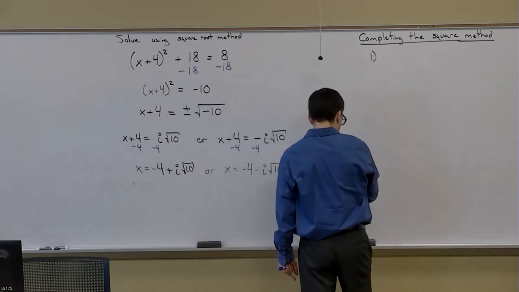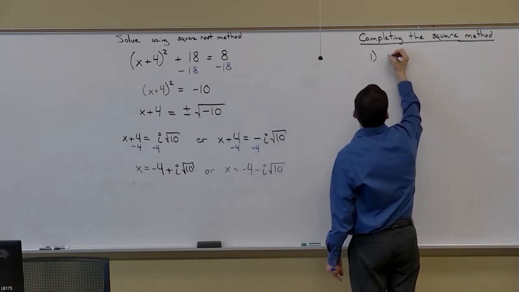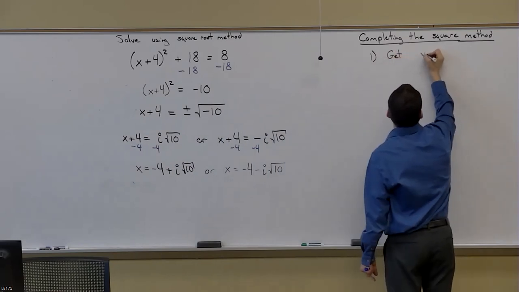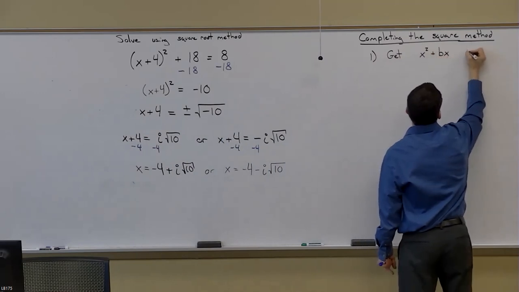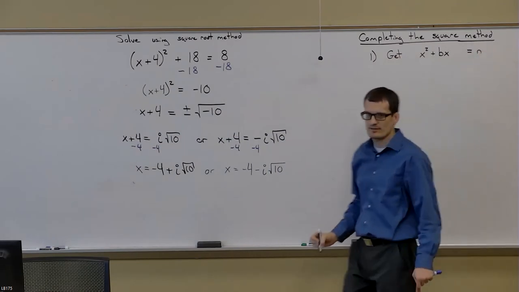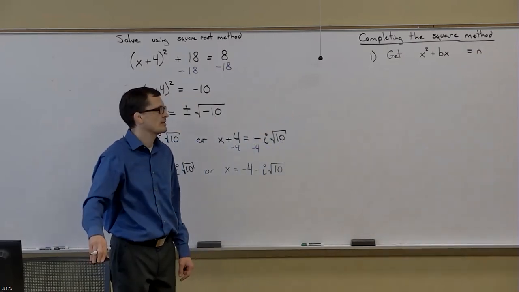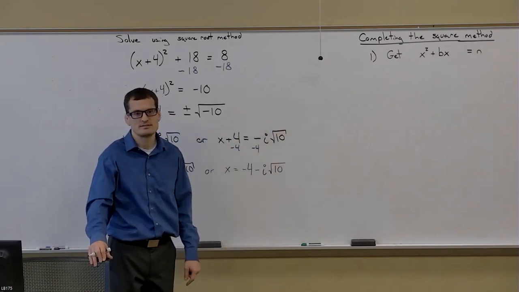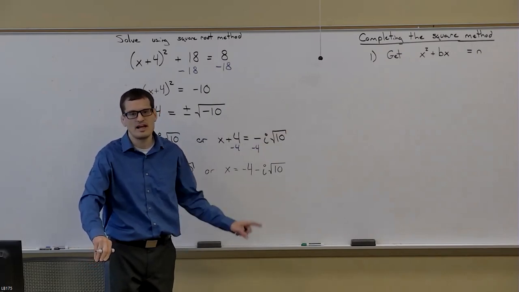The first step is to get x squared plus bx equals some other number. I'll just call it n for number. It doesn't have to be a whole number. x squared plus bx equals n. I need to get it to look like that. Need that form.